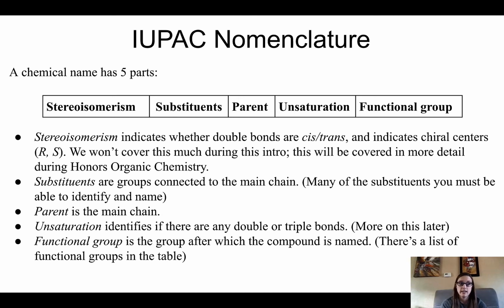Substituents, so these are groups that are connected to the main chain. So we might see Cl, Br, we might see a methyl group connected. So these substituents are any groups that are connected to the main chain. We will look at a table of substituents that you have to be able to identify and name. The parent is going to be the main chain. So if there are 6 carbons, then the parent name would be hex. If there are 5 carbons, the parent name would be pent. So just knowing those prefixes. Unsaturation will identify if there are any double or triple bonds. So we would look at a different last name. And then the functional group is the group after which the compound is named.